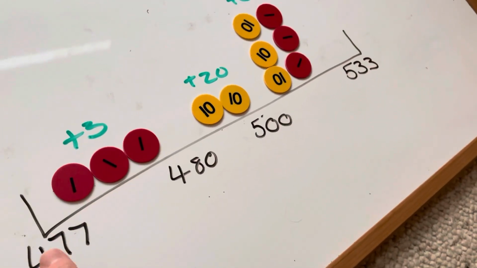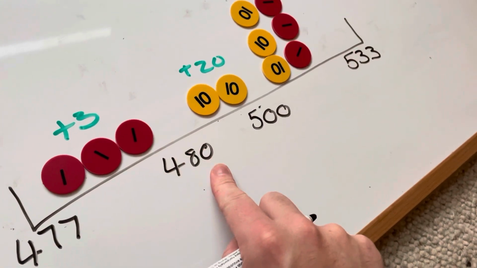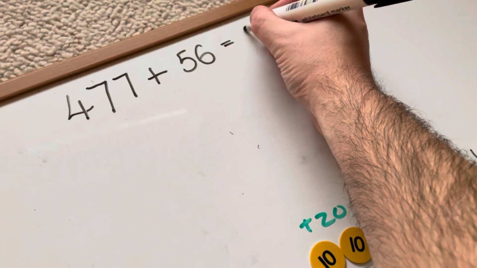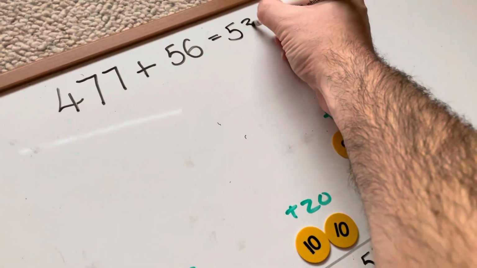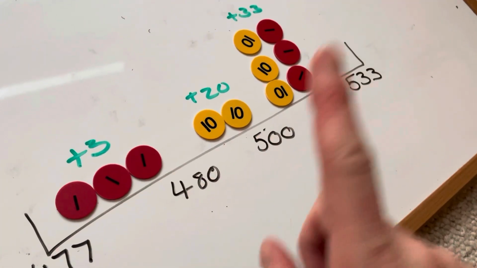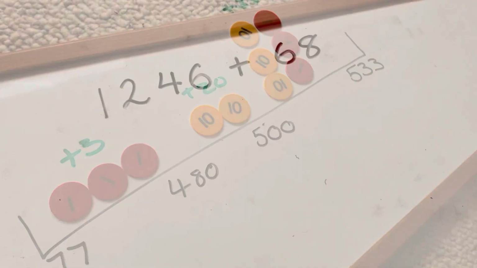533. Always working to friendly numbers. Look, first friendly number, second friendly number, it made me be able to do a huge jump at the end. The answer is 533. Did you get that? Did you work to a friendly number? If you did, well done.